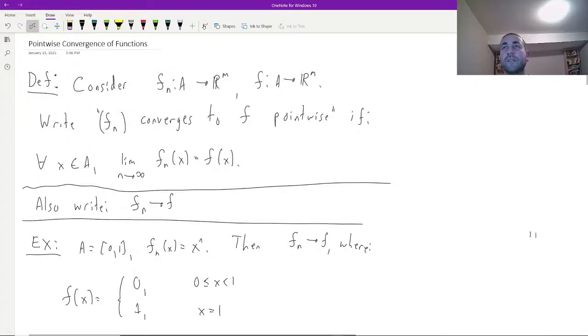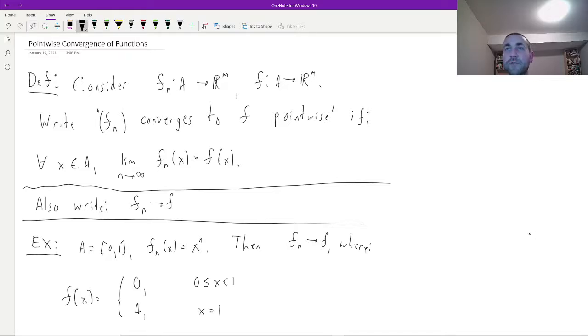So up until this point in the course, we've talked about how sequences of individual numbers converge and how sequences of vectors converge. And so, of course, the next natural thing to talk about is how sequences of functions converge. It turns out that there are actually a couple of different natural ways to talk about convergence of functions, and we're going to go over a couple of them here.